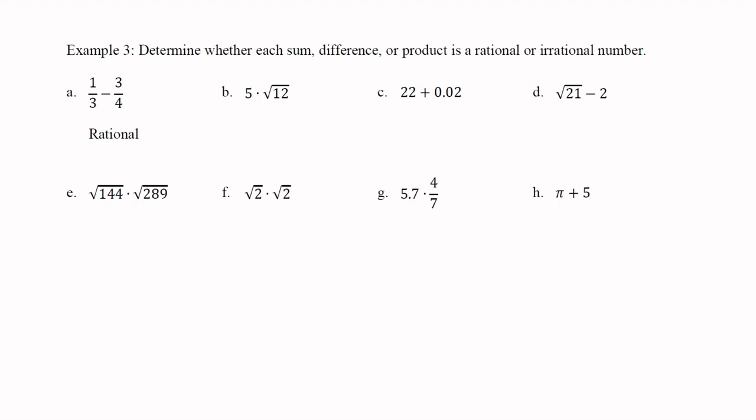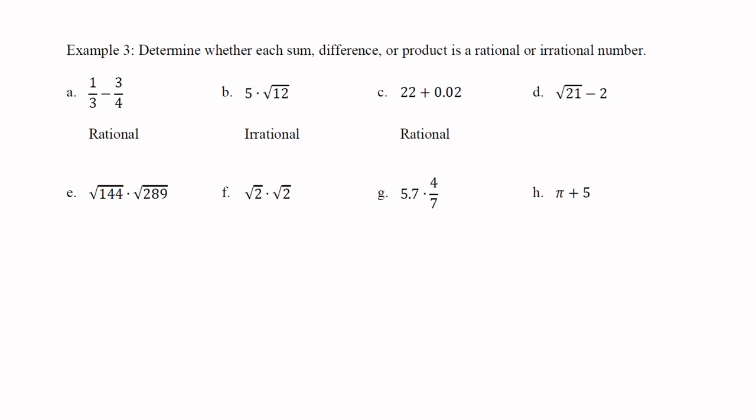All right, for B, we have 5 times the square root of 12. Square root of 12 is irrational. 5 is not 0, so 5 times an irrational number is going to give us an irrational number. For C, 22 plus 0.02, well, that's a decimal that terminates. So it could be written as a fraction, and so we have a rational number plus a rational number, so our result's going to be rational.